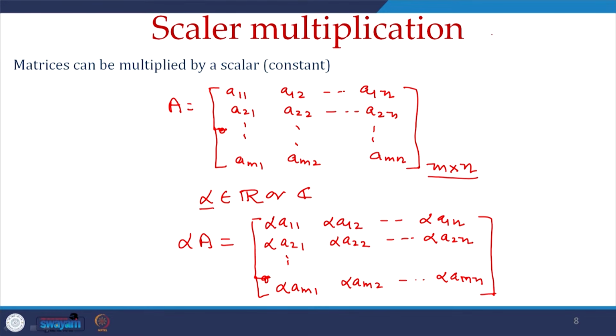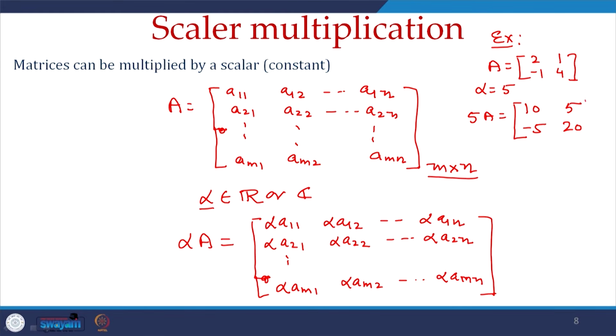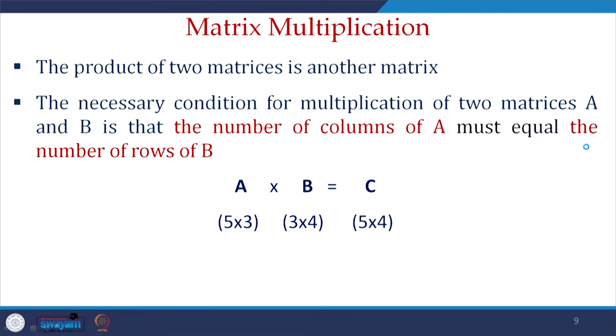So, for example, take A equals [2, 1; -1, 4], and let us take alpha equals 5. Then 5A will become 2 into 5 is 10, 1 into 5 is 5, minus 1 into 5 is minus 5, 4 into 5 is 20. Now, we come to the most important operation, that is matrix multiplication.